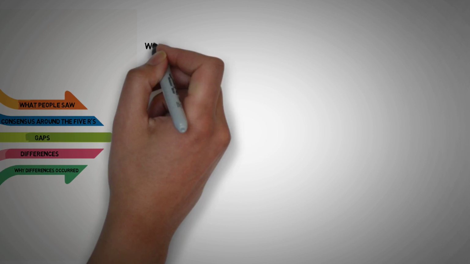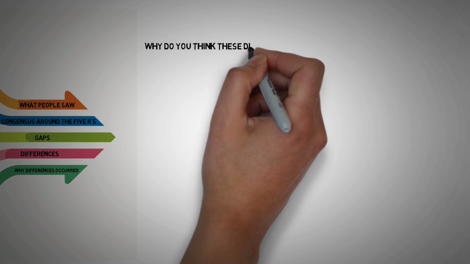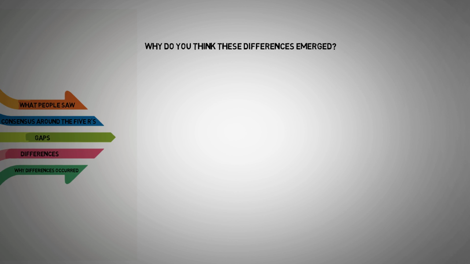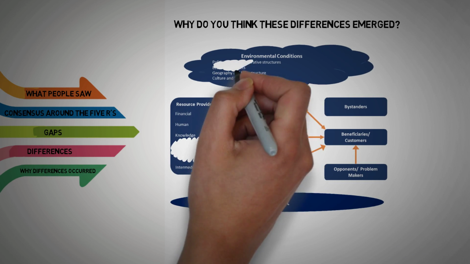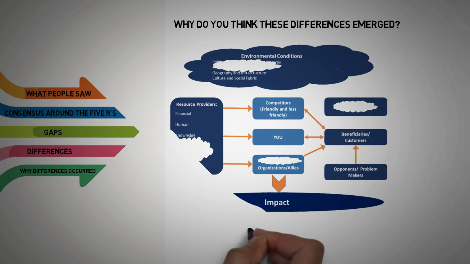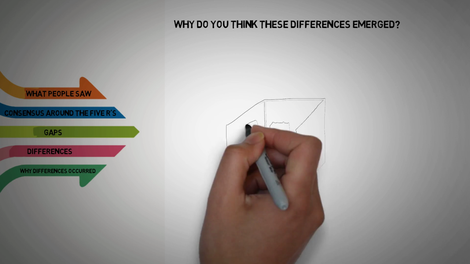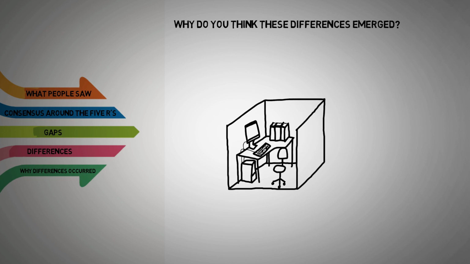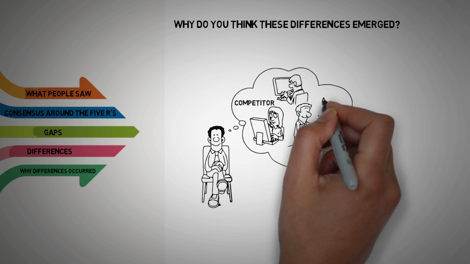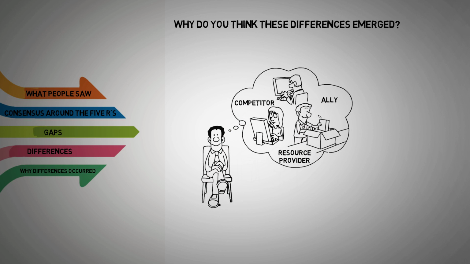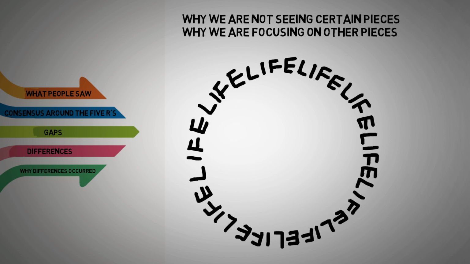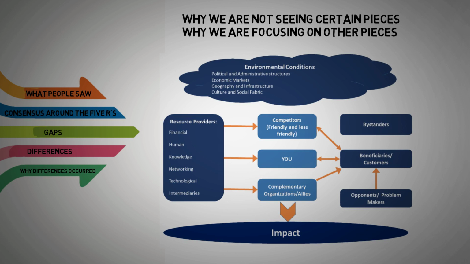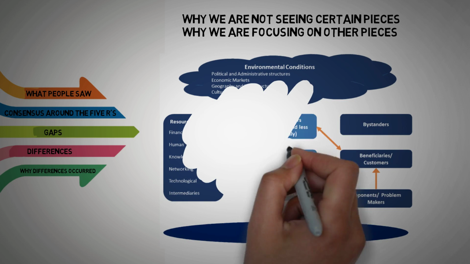Debriefing questions would include, why do you think these differences emerged? In general, differences come with experiences, so there are parts of the ecosystem that individuals or organizations don't interact with, so they don't see them and therefore are unaware of them. For example, within an organization, an individual may only see the environment through the lens of his role, so they may not be aware of everything outside that role. The point is to discuss why we are not seeing certain pieces or why we are focusing on other pieces, which have to do with our lived experiences and implicitly what is important to us.